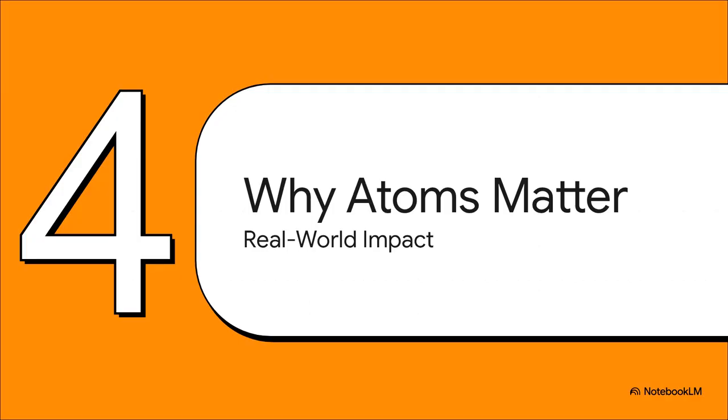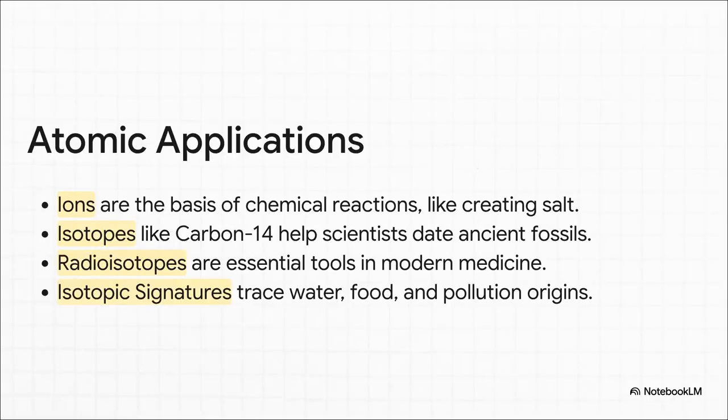So we've seen how to build an atom, we've seen how to create different versions of it. But why does any of this actually matter in the real world? Let's zoom back out for a second. Because this stuff isn't just theory. This is what runs our entire world. When that sodium atom gives away an electron and becomes an ion, it can bond with a chlorine atom to make table salt. That's the foundation of all of chemistry.